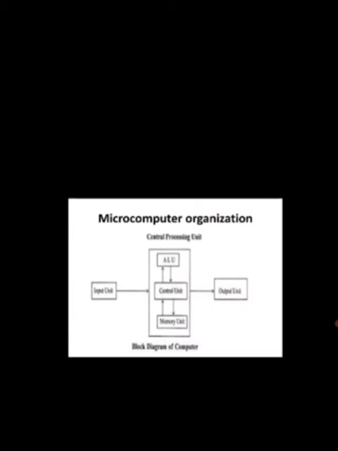Now let's see the block diagram of computer. This is the microcomputer organization. You can see that the first block is the input unit, the last block is the output unit, and in the middle is the central processing unit. In the central processing unit there are the control and arithmetic logic, and the memory unit. Memory unit consists of PM and DM. PM means program memory and DM means data memory.